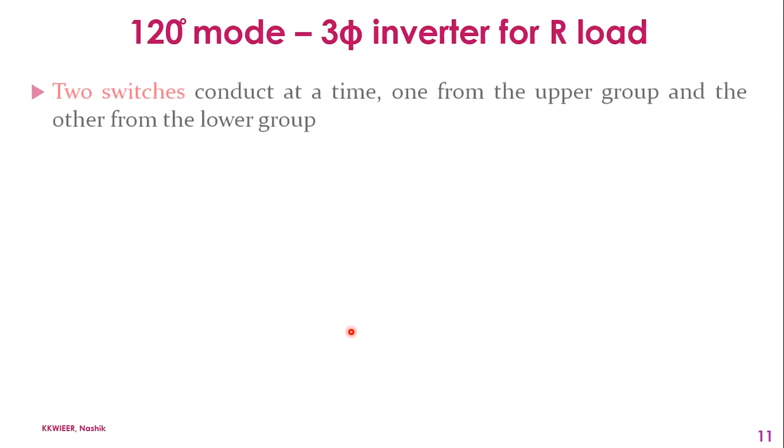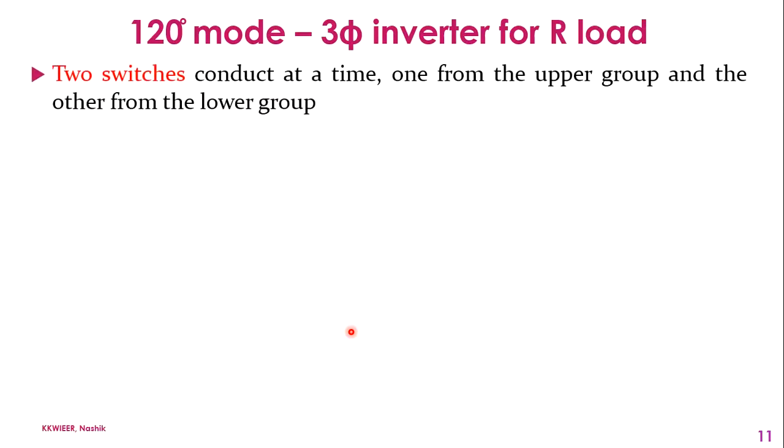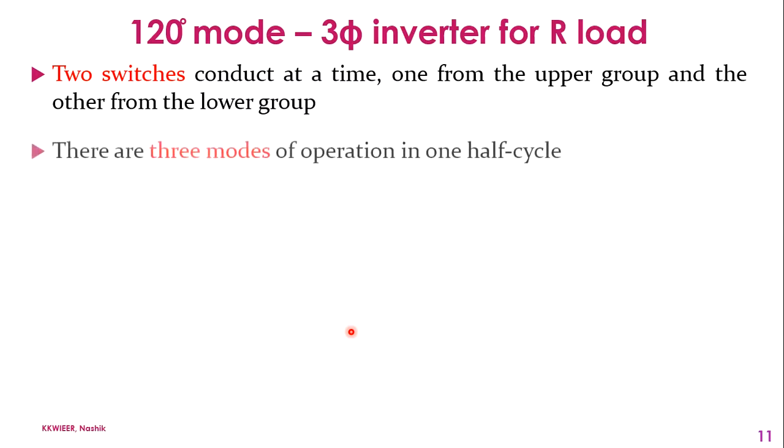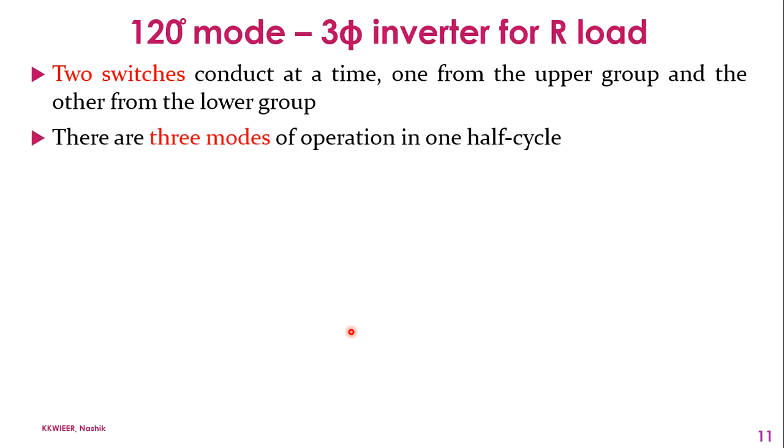So in this case, two switches conduct at a time, one from the upper group and one from the lower group. In case of 180 degree mode, three switches were conducting at a time, two from upper group and one from lower group, or two from the lower group and one from the upper group. So in this case, only two switches conduct, as we have seen in the tabular representation, one from upper, one from lower. So there are three modes of operation in a half cycle.